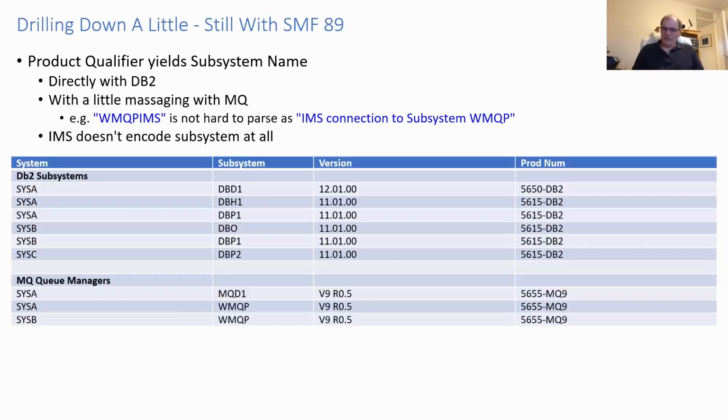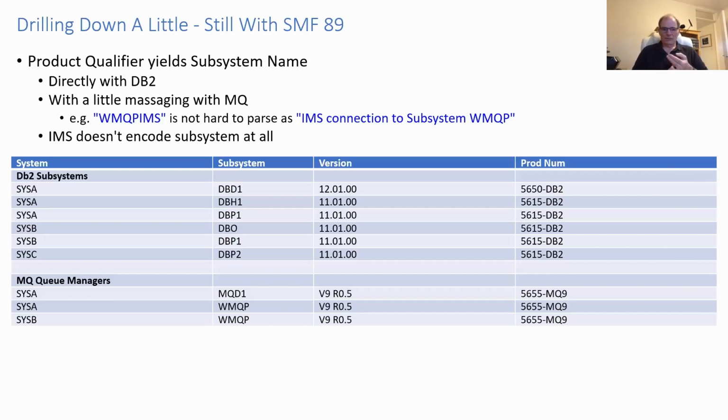Okay, so that was up at the LPAR level. Now, still with SMF89, you can do more. And this is a thoroughly scalable way of carrying on, I would say, again, because it's SMF89. The product qualifier field that Scott talked about actually, for some products, yields a useful subsystem name. So for DB2, the subsystem name is the product qualifier. Yes, obviously you've got blanks on the end, but that's it.